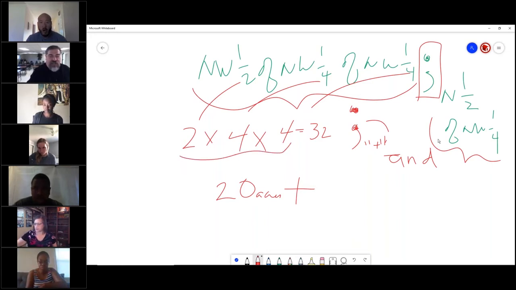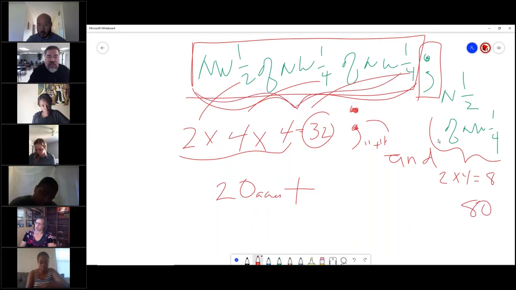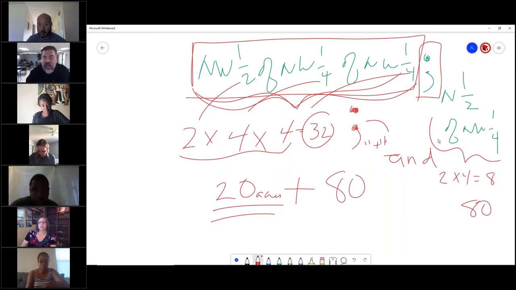This is just this section. This is just this parcel of land right here. All right. That was bad. That is 16. And you got to figure this parcel. So this is 2 times 4 is 8. 8 goes into 640 80 times. So this parcel of land is 20 acres. This parcel of land is 80 acres.